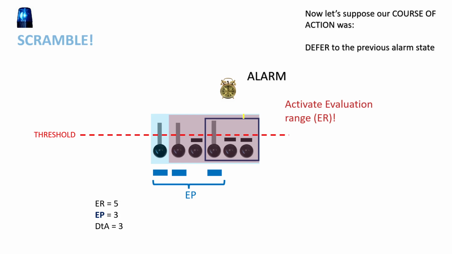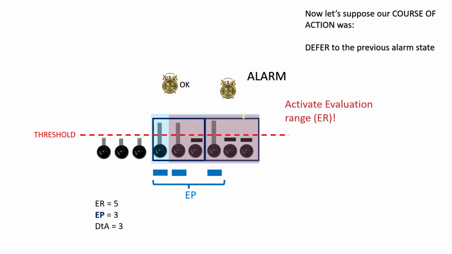Okay, so that works. But now let's suppose our course of action was not TAM, treat as missing, but ignore, right? If it was ignore, we'd defer. Remember, we just defer to the previous alarm state. So let's suppose the previous alarm state was OK. Why would it be OK? Well, it would have looked at these 3 data points, because that's the next chunk behind in time. Well, it can't have used those only because it needs 3 to look at. It needs an evaluation period of 3, and there's only 2 with data there.